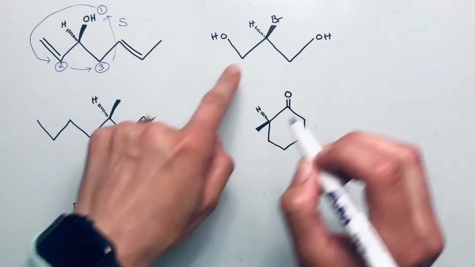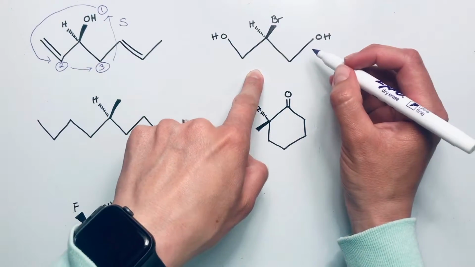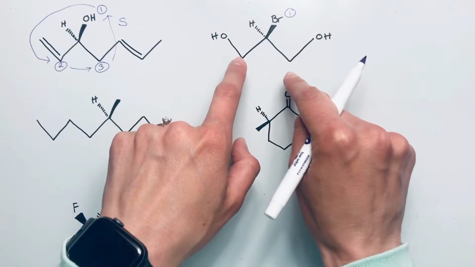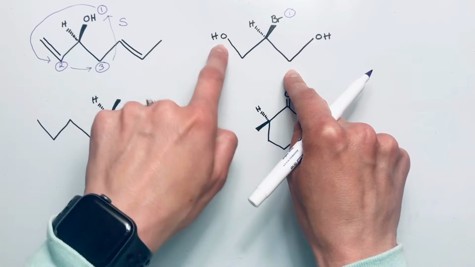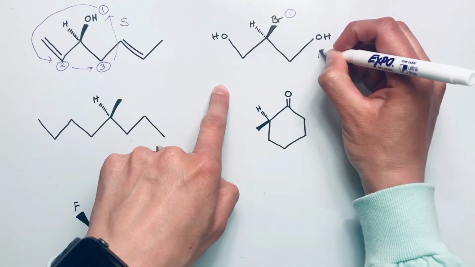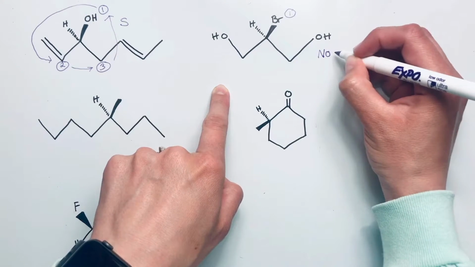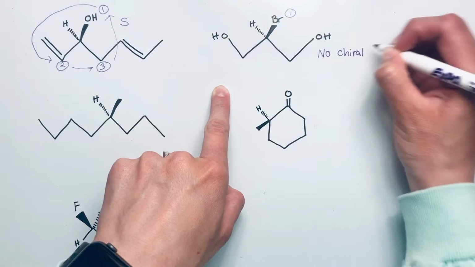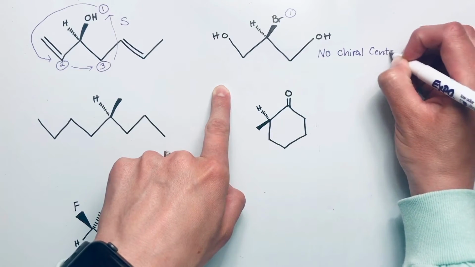Okay, let's do this one right here. All right, so this will be 1. These are equal on both sides, so this one actually is a surprise. See, I knew I didn't like this marker. It's not very bright. No chiral center on this one right here.